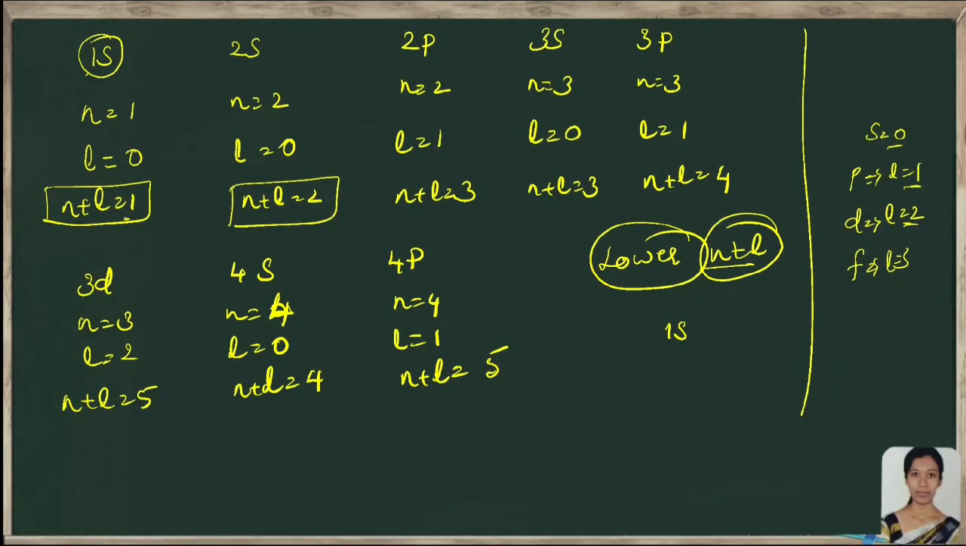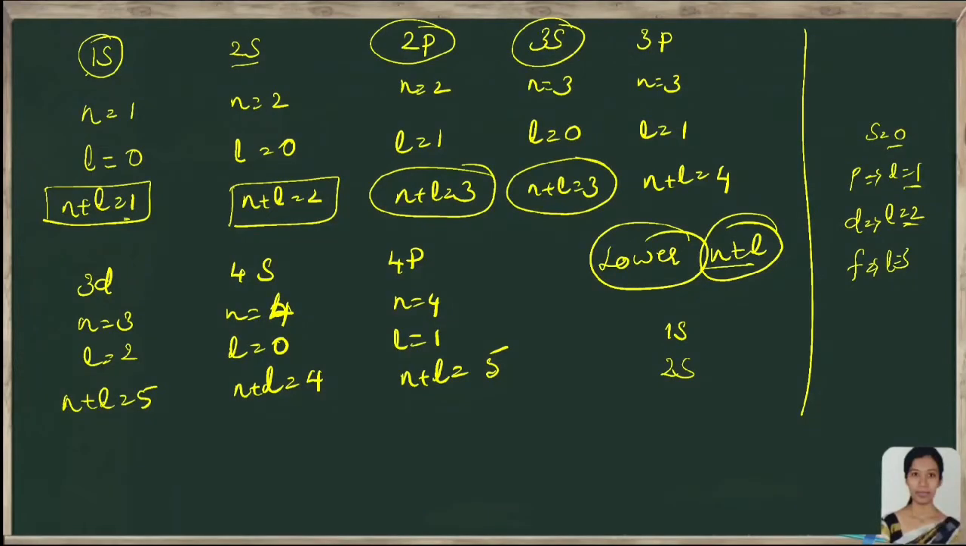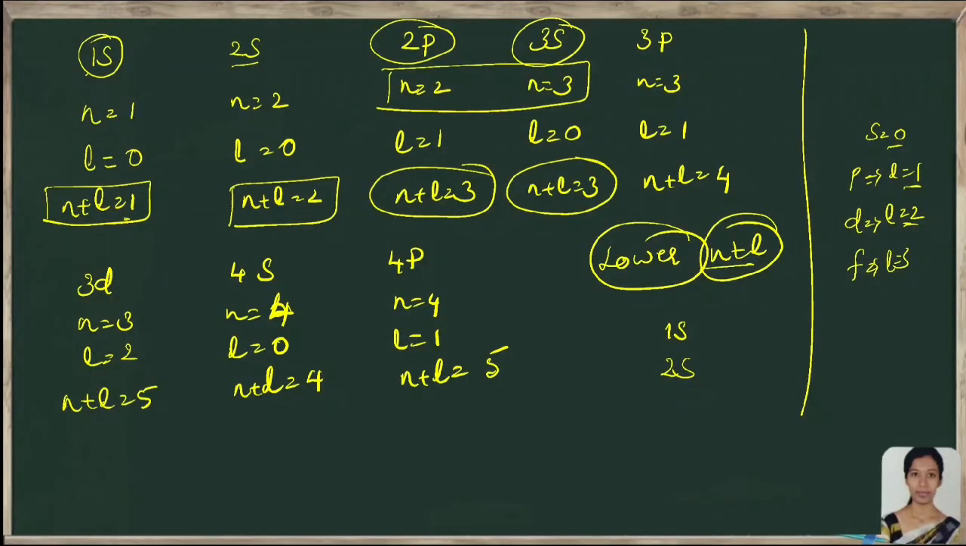Next, which is the next higher value? That is the 2s orbital. Which is the next orbital? 2p. Here you can observe 2p and 3s both have the same N plus L value. Then we should consider the lower value of N. Which orbital has the lower value of N? That is the 2p orbital. That's why electrons will be moved to the 2p orbital.